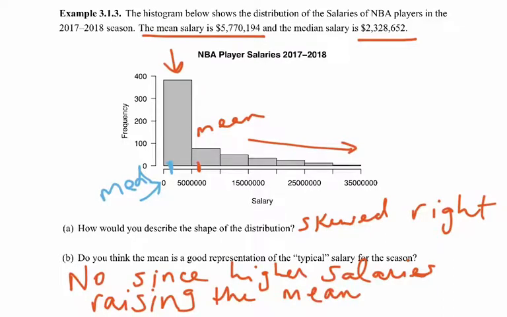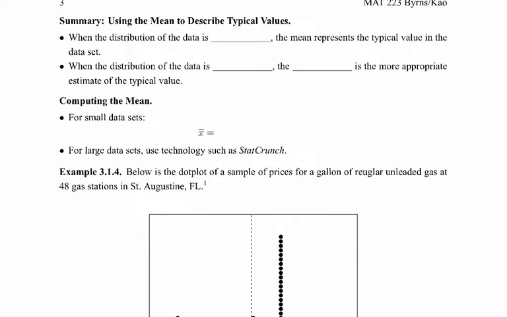All right. So again, if it's symmetric, we're going to go ahead and use the mean, but if it's skewed, we're going to use the median, which we'll talk about in the next lesson. So summary, using the mean to describe typical values. When the distribution of the data is symmetric, the mean represents the typical value in the data set. When the distribution is skewed, like we saw in that last example, the median is the more appropriate estimate of the typical value. And we'll talk more about the median in the next lesson.